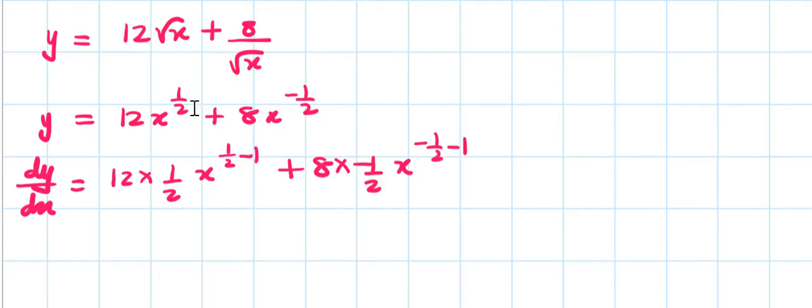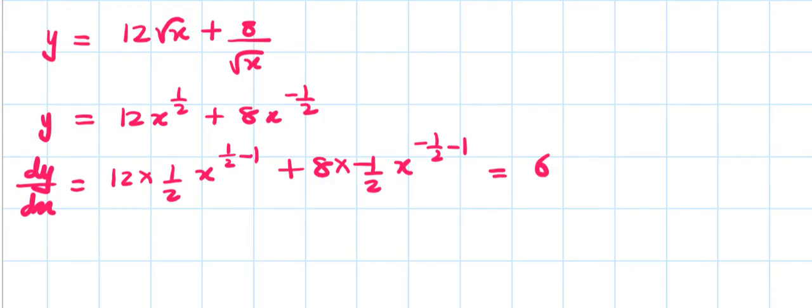So let me repeat what I did. You get this power in front, you keep the constant as it is, get the power in front, reduce the power by 1, plus keep the constant as it is, get the power in front and reduce the power by 1. This is what you keep on doing.